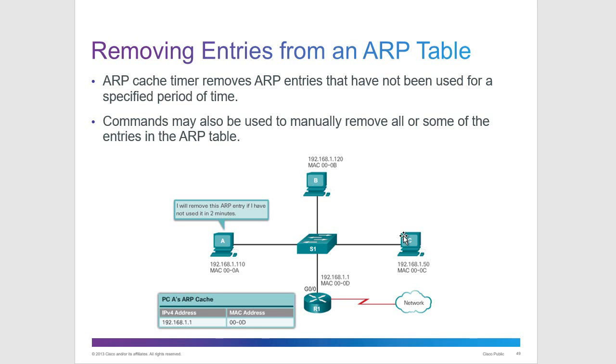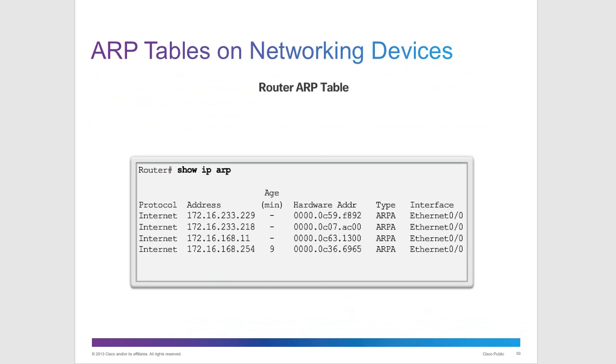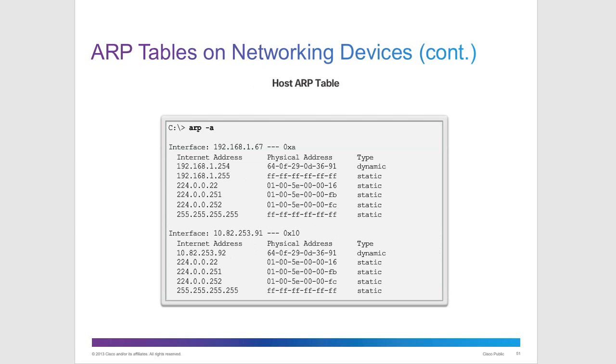You can see this device down here is set to remove ARP entries in 2 minutes. Okay. If you want to show your ARP table on a router, you use show IP ARP. If you're on a host device in the command prompt, you've got arp -a that will show your ARP table. Okay.